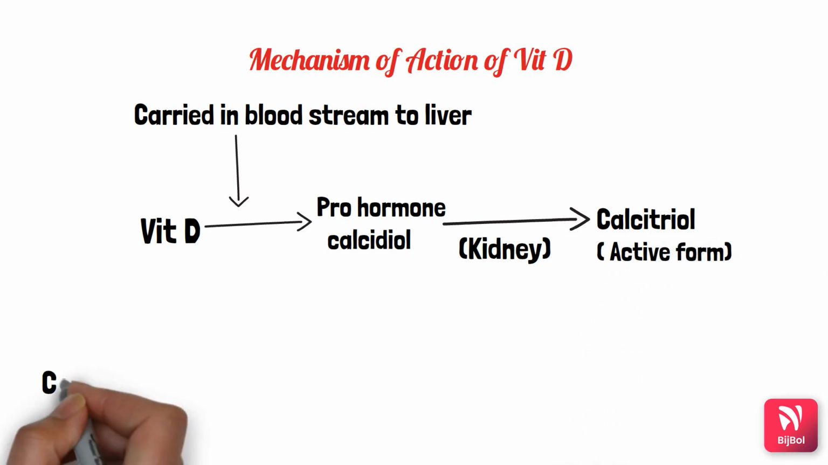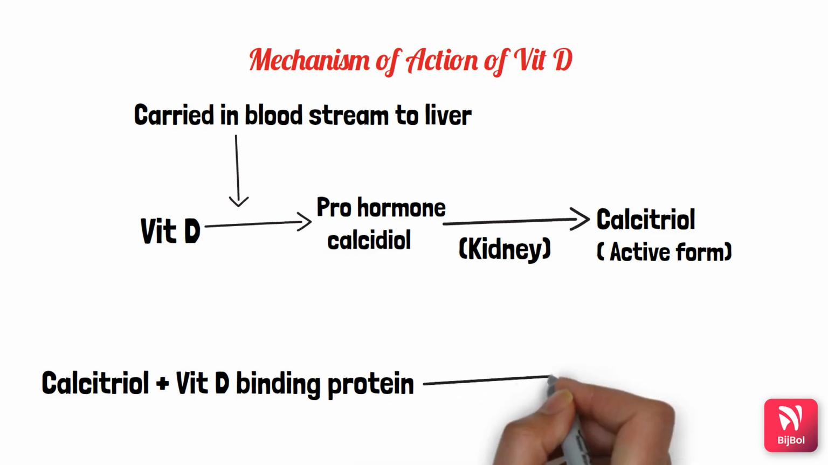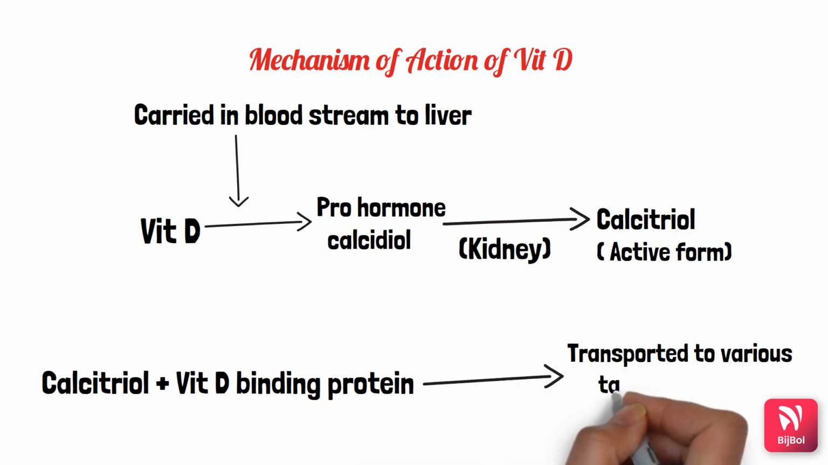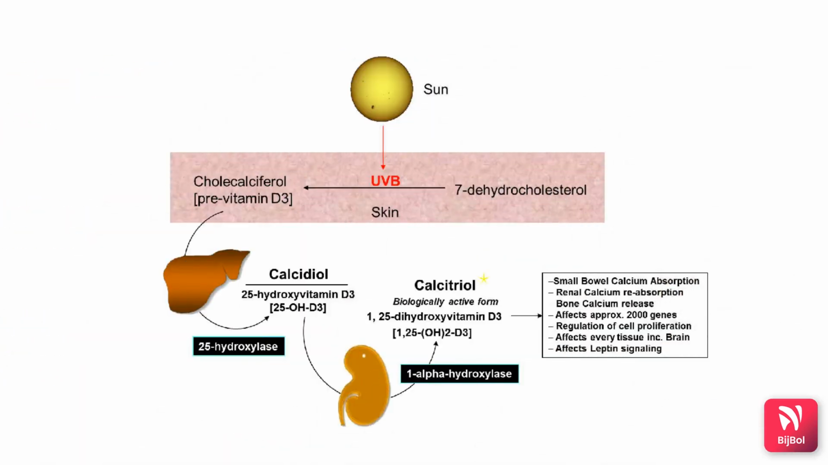So the active form is formed in the kidney. So this calcitriol enters the blood and binds to the vitamin D binding protein. So both of these together are transported to the various target organs. So this is how the vitamin D is transported to the target organs. For better understanding of the vitamin D synthesis, let us look into this picture.